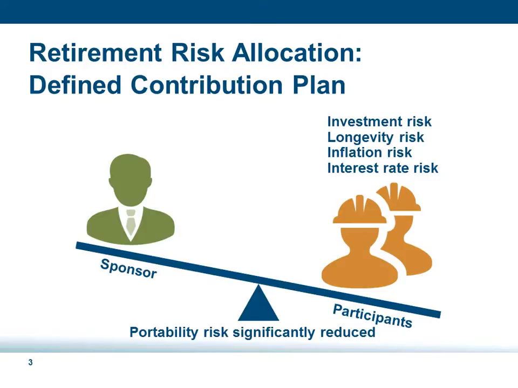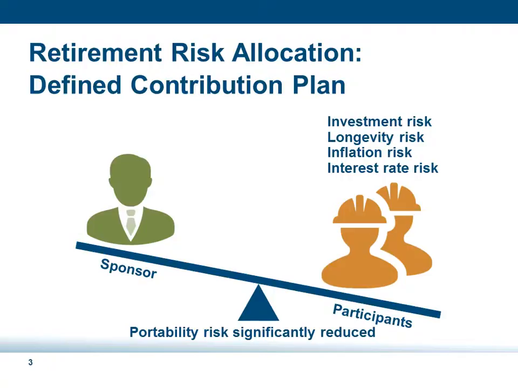It's the exact opposite in a defined contribution plan. In a defined contribution plan, all of the risks are borne by the participants. The sponsor makes their contribution to the plan, and that's it. They don't hold any risk after that. So that leaves the participants to bear investment risk, longevity risk, inflation risk, and interest rate risk, all of which are difficult for them to manage.